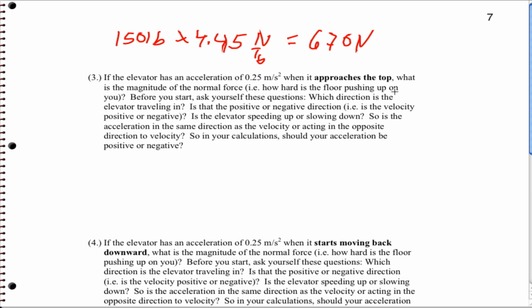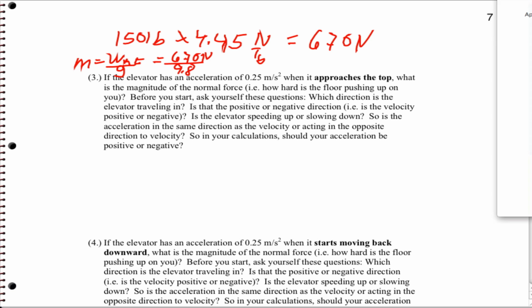Just for the heck of it, let's get my mass. Let's remember that the mass is given by my weight divided by the acceleration due to gravity, so that'll be 670 newtons divided by 9.8. And when I do that math, my mass is about 68 kilograms. Awesome. Now, here's what we want to do. We want to know the normal force.